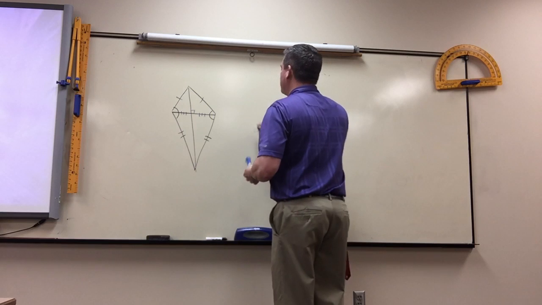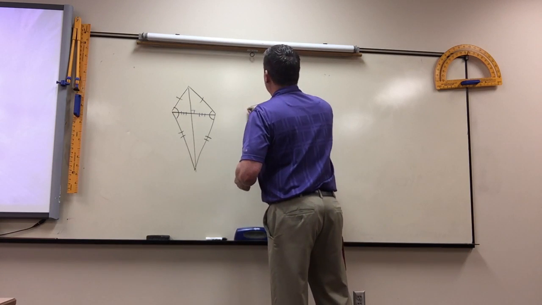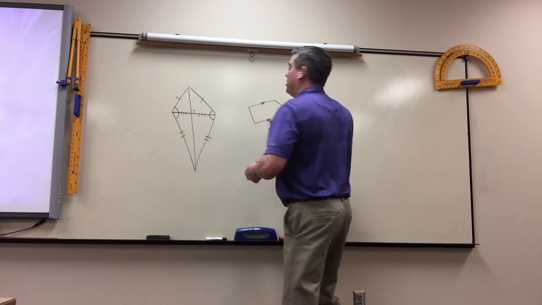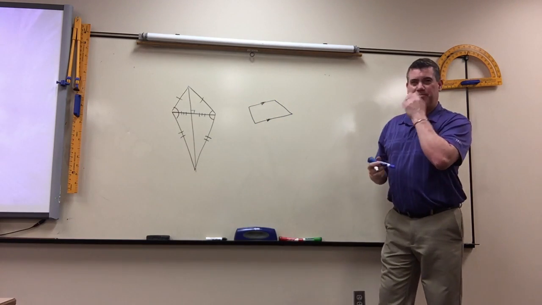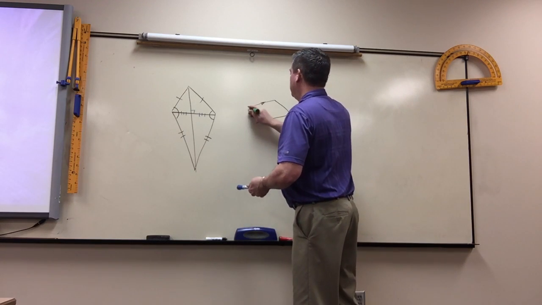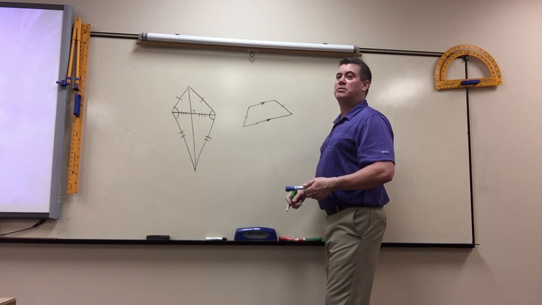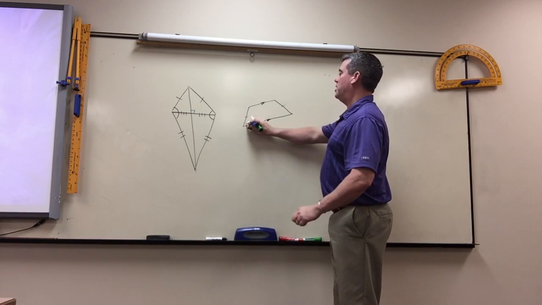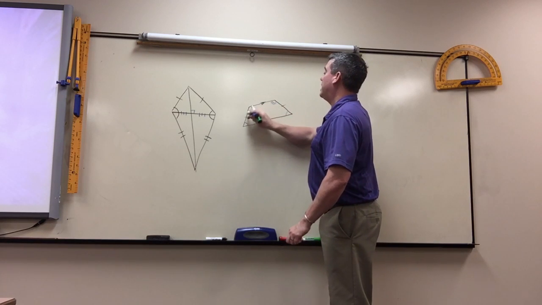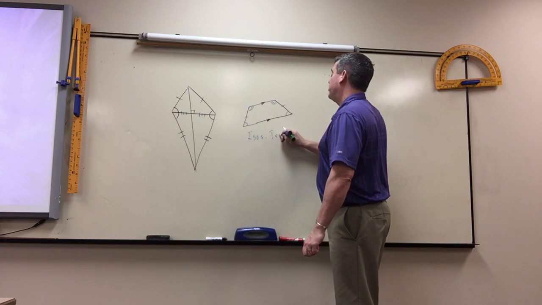And then a trapezoid just has one side or pair of sides that are parallel. That's it. If it's an isosceles trapezoid, then this side equals that, and also base angles are equal. So this angle would equal that angle, and these two would equal that. That is an isosceles trapezoid.